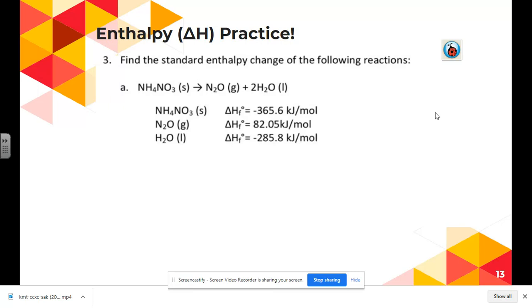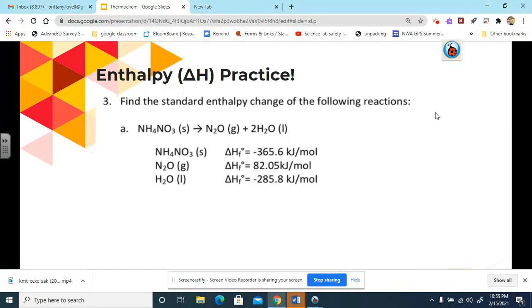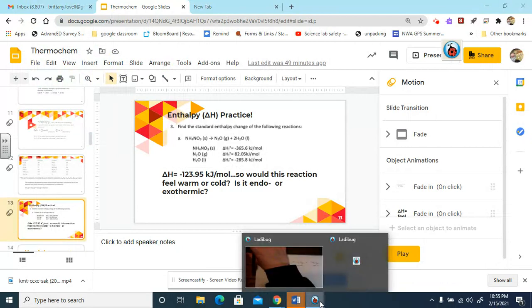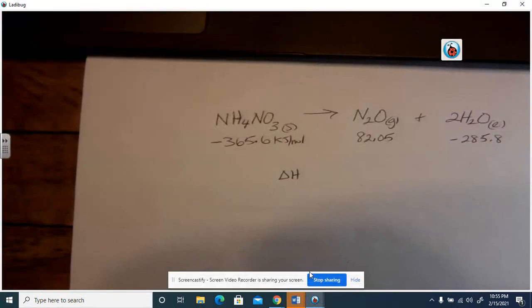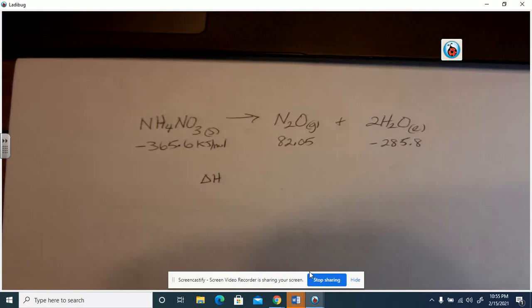So for the NH4NO3, I'm going to put negative 365.6. And then for my N2O, I've got 82.05. And then negative 285.8. And we're going to try to come up with the delta H. All right, so let's go back over here. That's what I got so far. Did you guys write down the same thing?